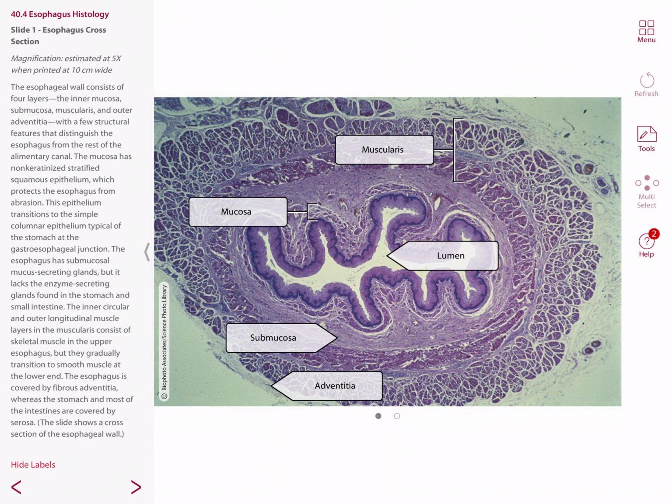And then from there, we've got the exact same layers that we'll find all the way through the alimentary canal, the mucosa, the submucosa, out to the muscularis, and then on the outside of the esophagus, which is unique, we have adventitia, so some connective tissue on the very outside, instead of the serosa layer or the peritoneum.